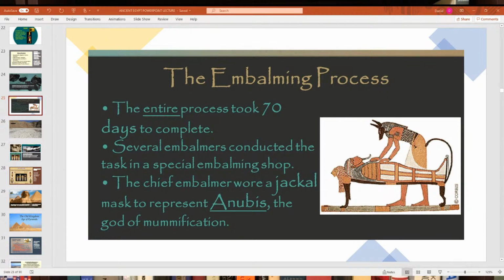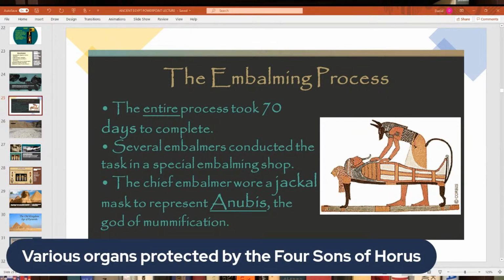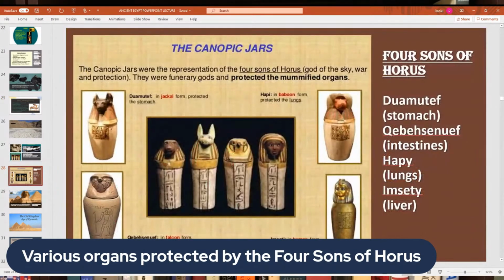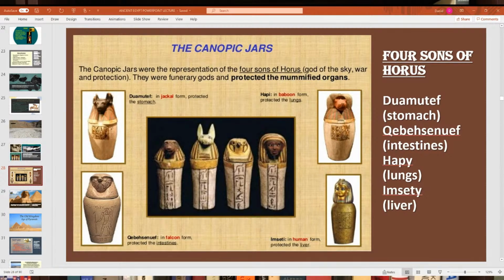But the various organs, by the way, were put in canopic jars, which I'll show a picture of, right here. They were guarded by the four sons of Horus, which you can see there. You had Duamutef, Qebehsenuef, Hapi, and Imseti. Duamutef protected mostly your stomach type organs. Qebehsenuef protected your intestines. Hapi, the lungs, and then Imseti, the liver.